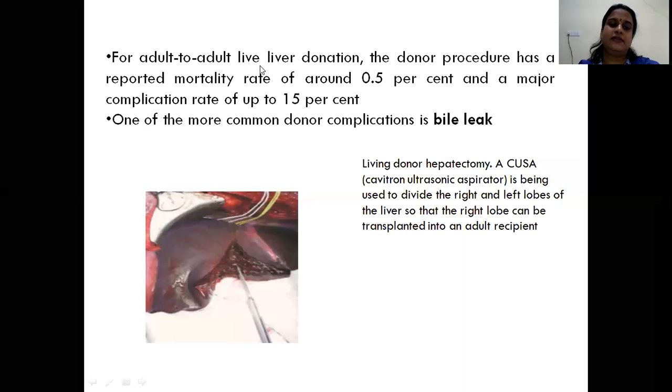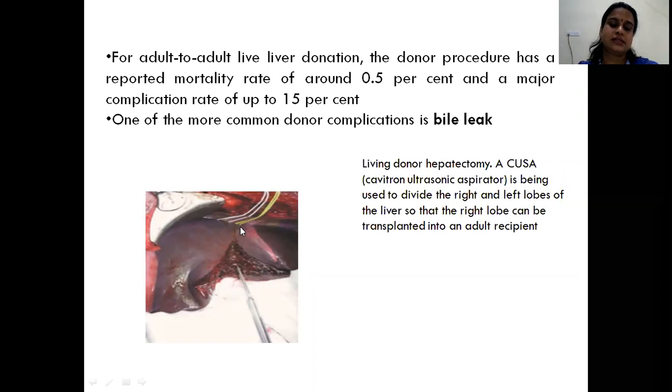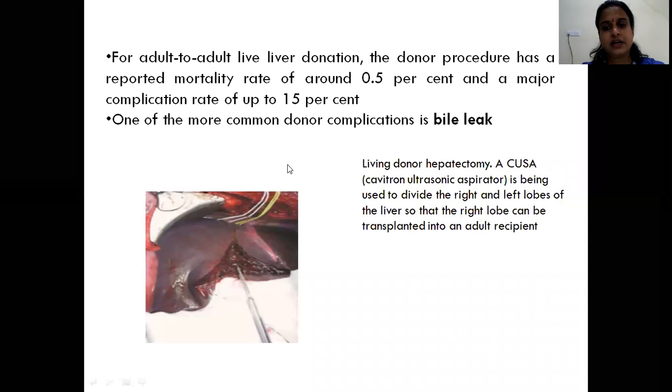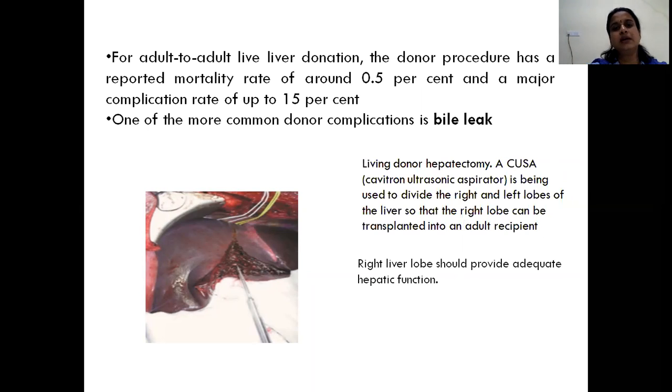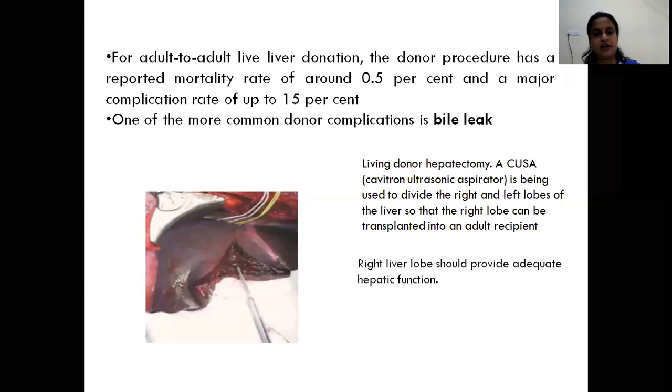For adult to adult liver donation, I told you, this is a split liver technique that is followed. QSA is one instrument that is used. It's just like a harmonic that is used to cut the liver with better hemostasis. It is used to divide the liver into right and left lobes, so that the right lobe can be transplanted into the adult recipient. The right lobe should definitely have adequate hepatic functioning.